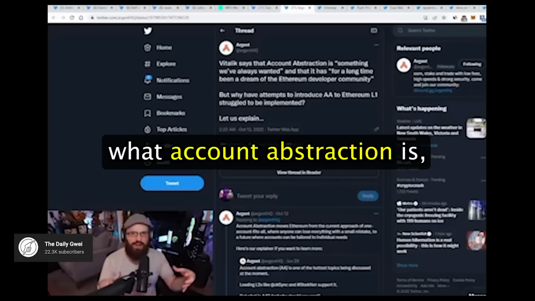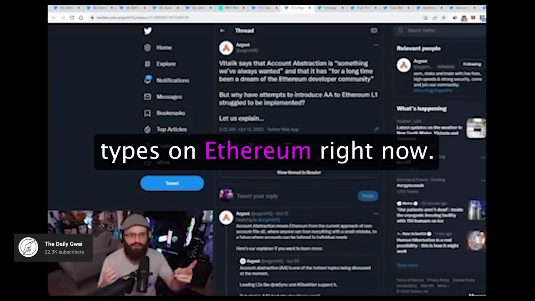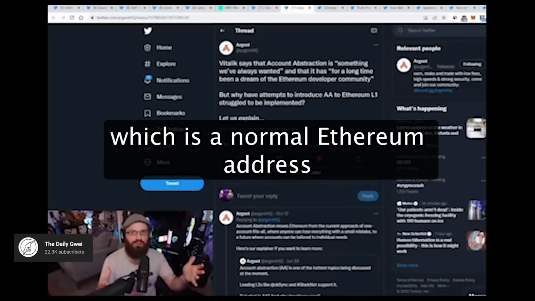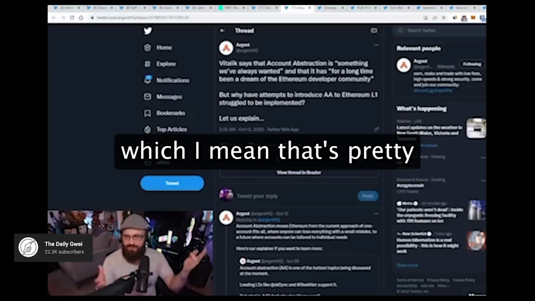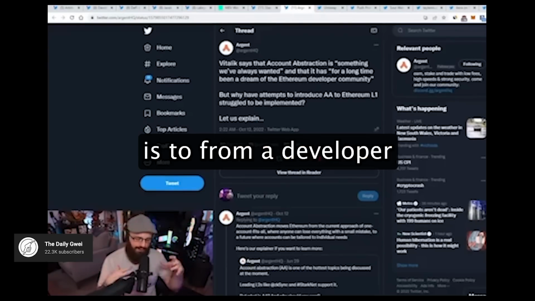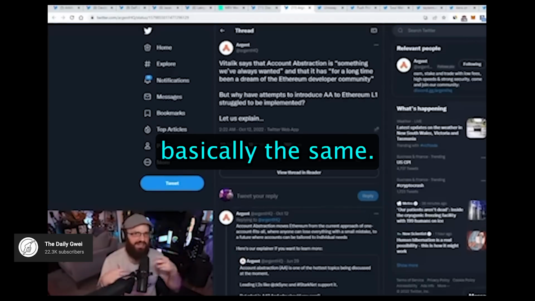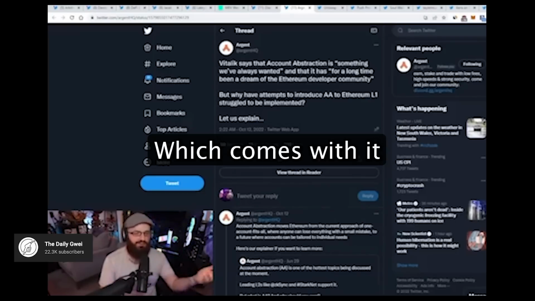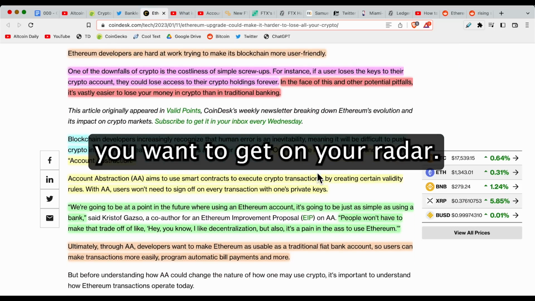For those of you who don't know what account abstraction is, the simplest way to explain it is that there's two account types on Ethereum right now. There is an EOA, which is an externally owned account, which is a normal Ethereum address that you and I use. And then there is a smart contract account, which is pretty self-explanatory, right? The point of account abstraction is to, from a developer point of view and from a user point of view, make these things basically the same. So there doesn't have to be that separation between the two, which comes with it a bunch of nice features. This is something you want to get on your radar.